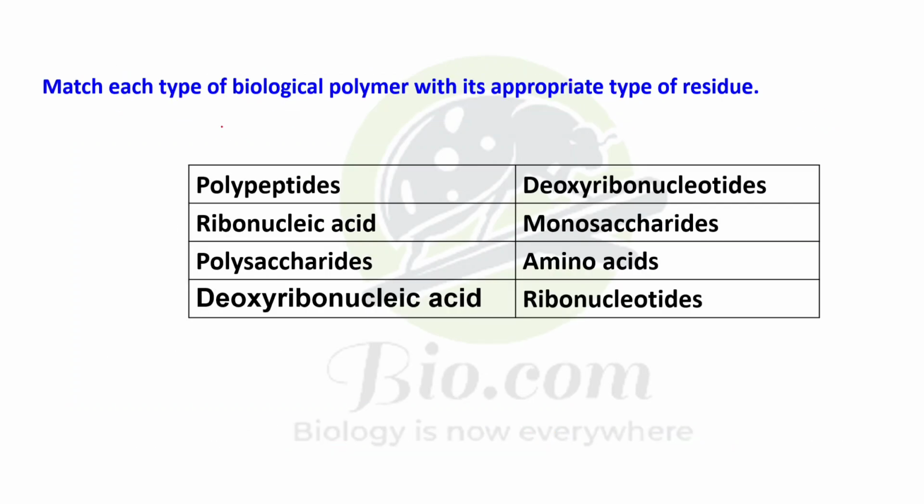So now you have to match each type of biological polymer with its appropriate type of residue. So polypeptide is made up of what? Polymers of amino acid.